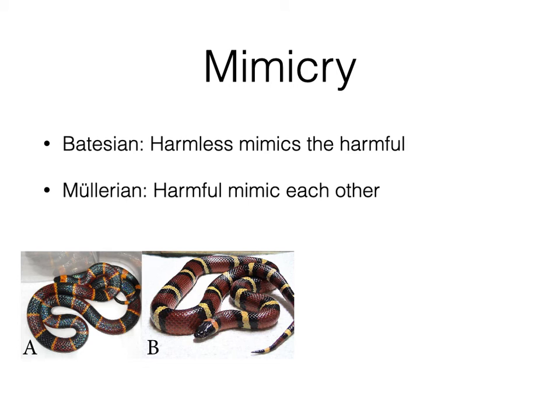A way to remember this, there are lots of different mnemonic devices for this, is: if red touches yellow, you're a dead fellow. If red touches black, you're all right, Jack or Mac. You can see that both of these snakes have a red, black, and yellow color pattern, but in the case of the coral snake, red is always next to yellow, and in the case of this king snake, red is always next to black, right?